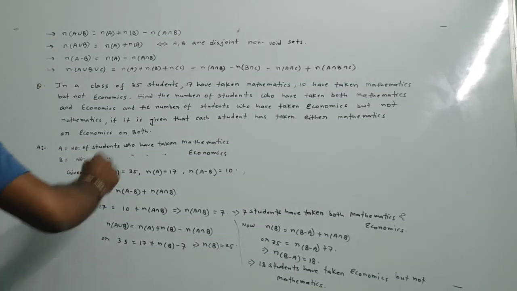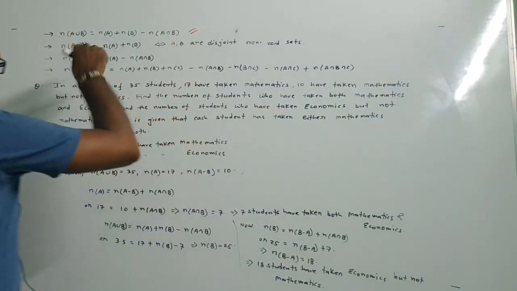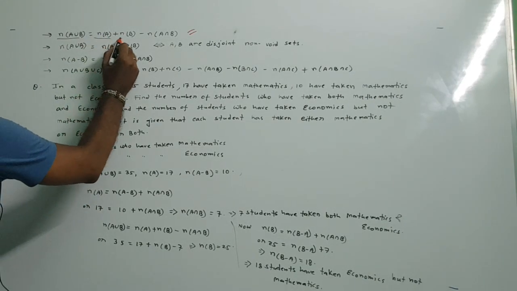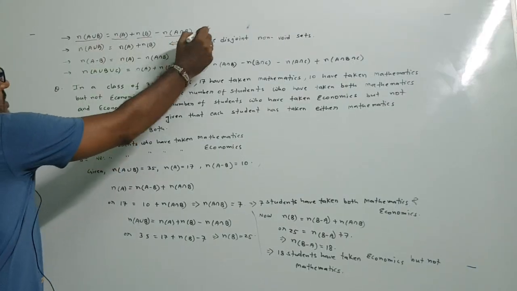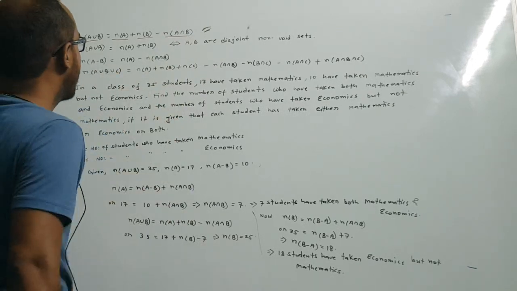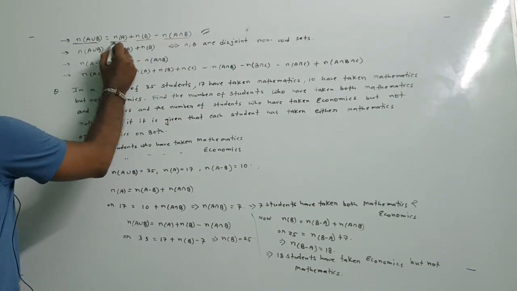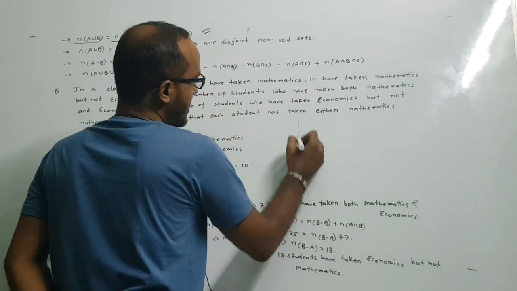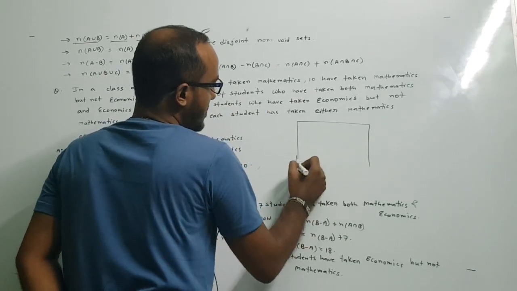So let us see some formulas which we will use in set theory. The formula is N of A union B equals N of A plus N of B minus N of A intersection B. So let us see it in a pictorial diagram.